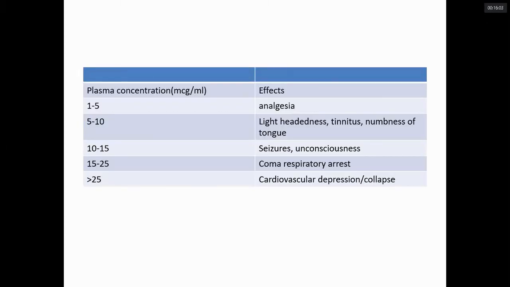So this table shows the plasma concentration and corresponding effect. Usually 1 to 5 mcg per ml will show analgesia, and as the plasma concentration goes on increasing, first CNS symptoms are seen, like lightheadedness, tinnitus, numbness of tongue, then it progresses to seizures, unconsciousness, and coma, respiratory arrest, and finally cardiovascular depression, collapse, and fatal arrhythmias.